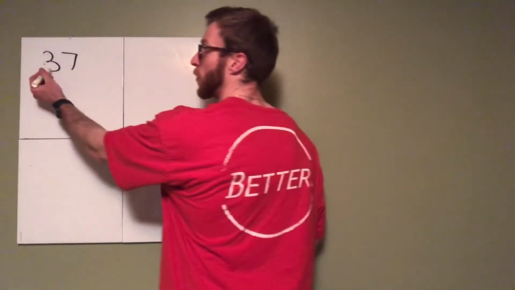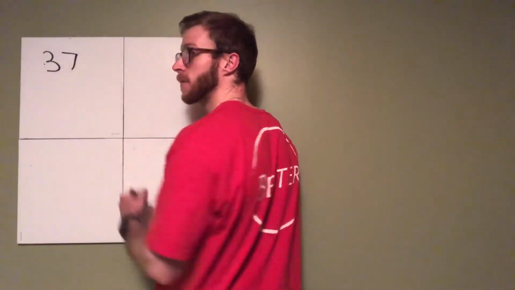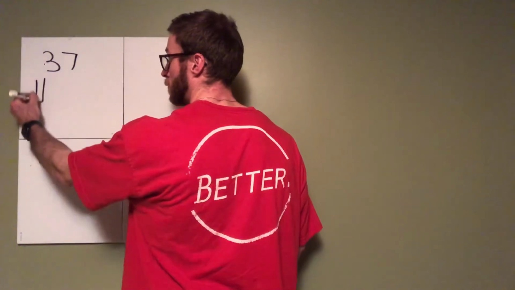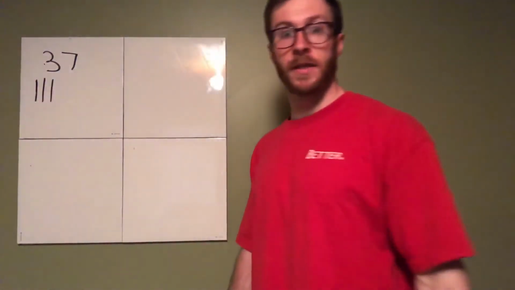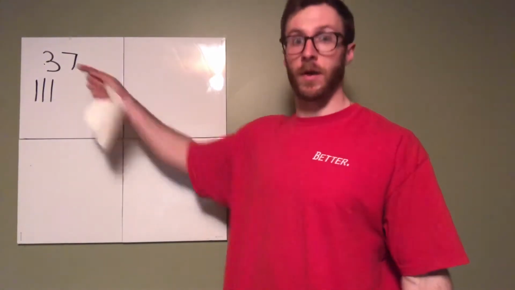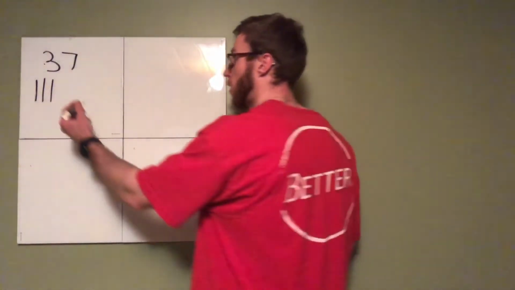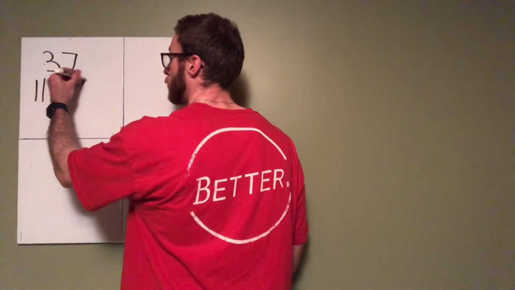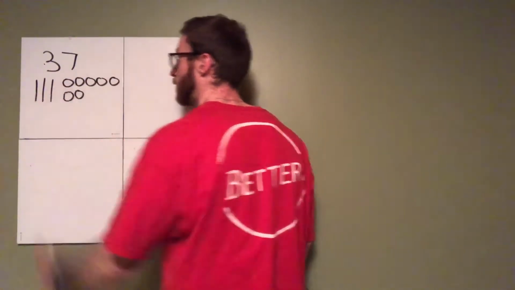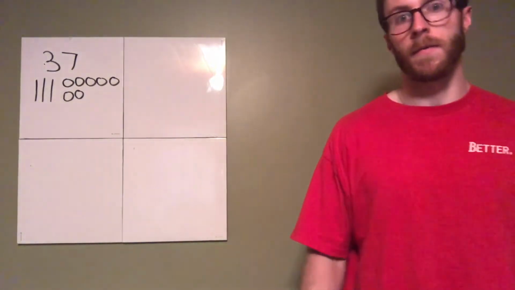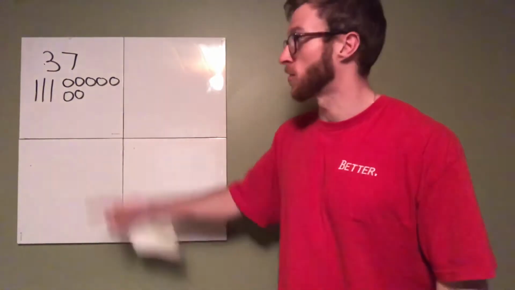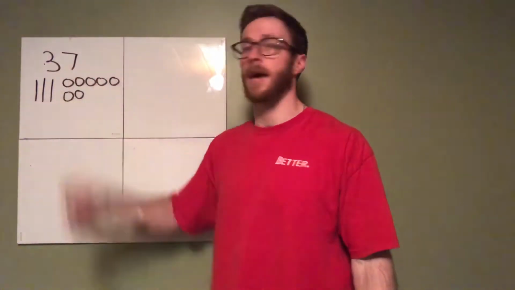So, looking at the number 37, if I look at my 10s first, I have 3 10s. So I'm gonna draw 3 10s. Boom, there's my 3 10s. Now how many ones do I have? I have 7 ones. So let's draw 7 ones. 1, 2, 3, 4, 5, 6, 7. So there's the easiest way, I think, of showing 37 with 10s and 1s. You look right at the number, you see 3 10s, 7 1s.